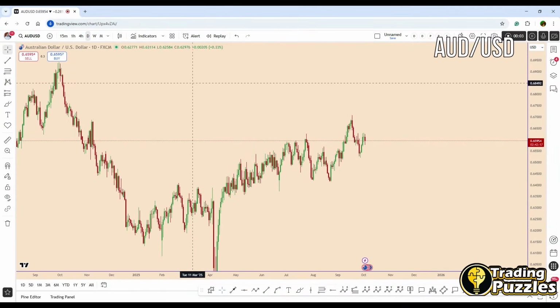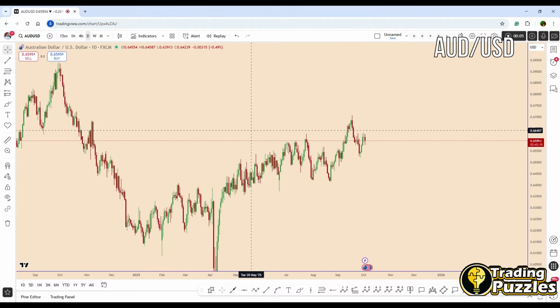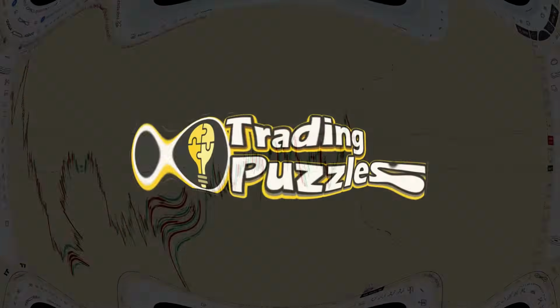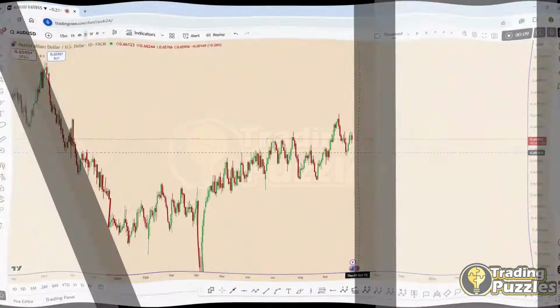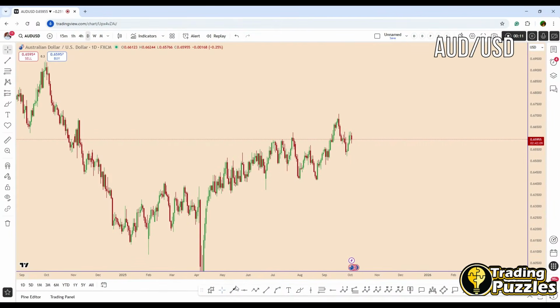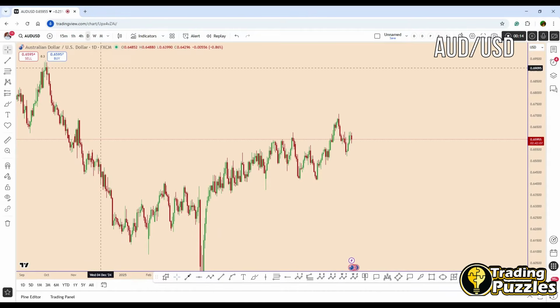Today we prepare a top-down analysis on Aussie US dollar and how we can manage the risk. Both ways that we are going to look at. I'm going to break this down from a daily perspective.